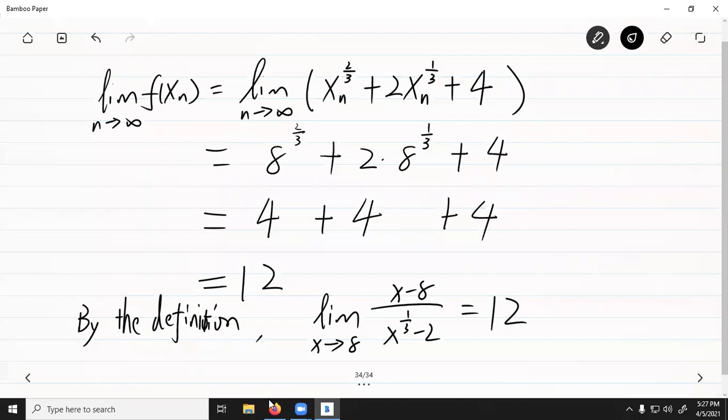Now we can look at some properties. We will not prove the properties because we just did it here using some sequence x_n.